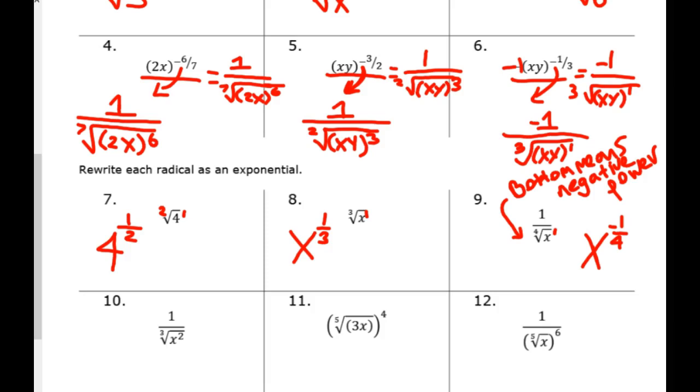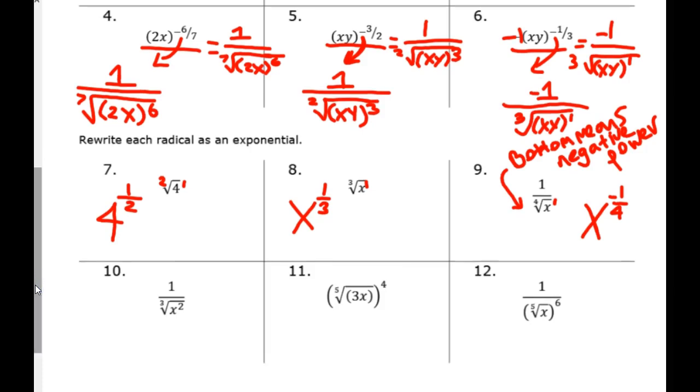10, is that on the bottom? Yeah, on number 10, everything's on the bottom. So that means that power is going to be negative. Is everyone looking up here with me? So again, x, and then since it's on the bottom, negative, in over out, 2 over 3.